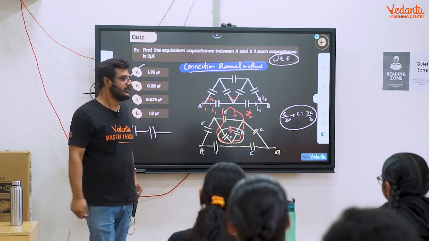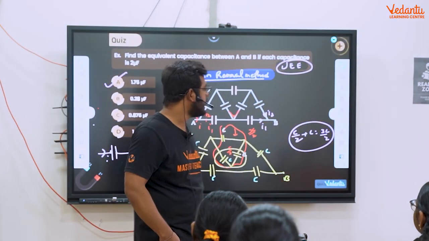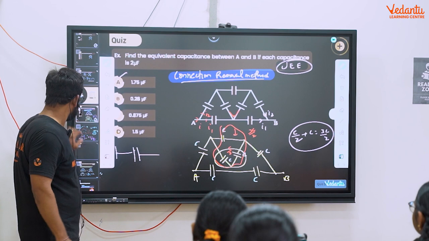Okay, understood? Anyone else? In the case of resistance, the resistances get added when they are in series, but in the case of capacitance, it is the reverse. Why? Okay, in the case of series, I'll show you here.